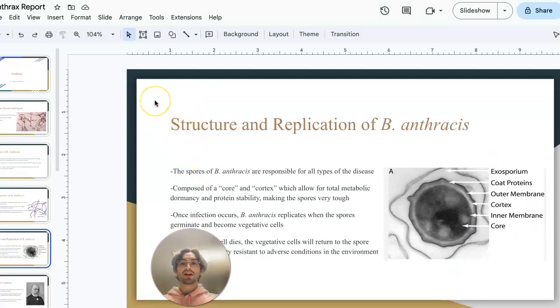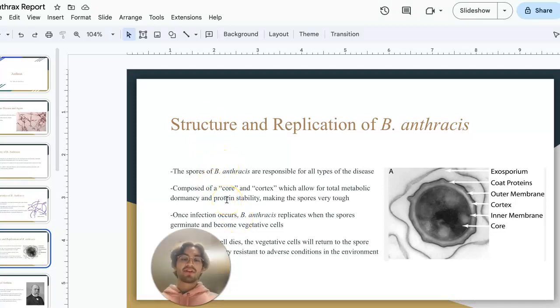The structure and replication of B. anthracis: it includes endospores that are responsible for all types of the disease. And these endospores are made of a core and a cortex, which allow for total metabolic dormancy and protein stability, making the spores very tough and able to withstand very adverse conditions.